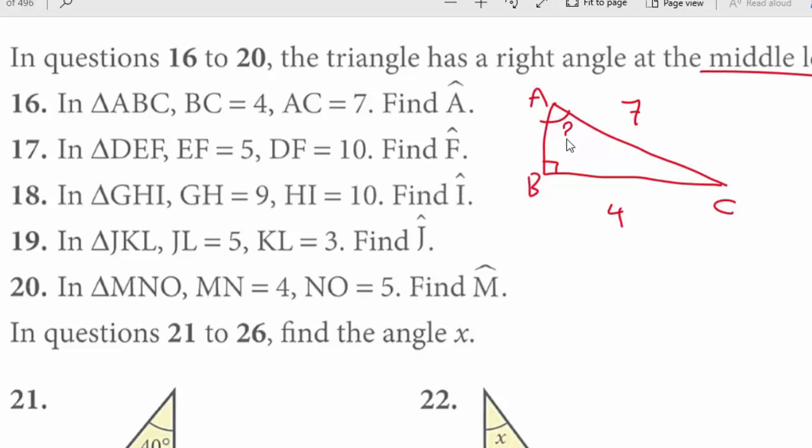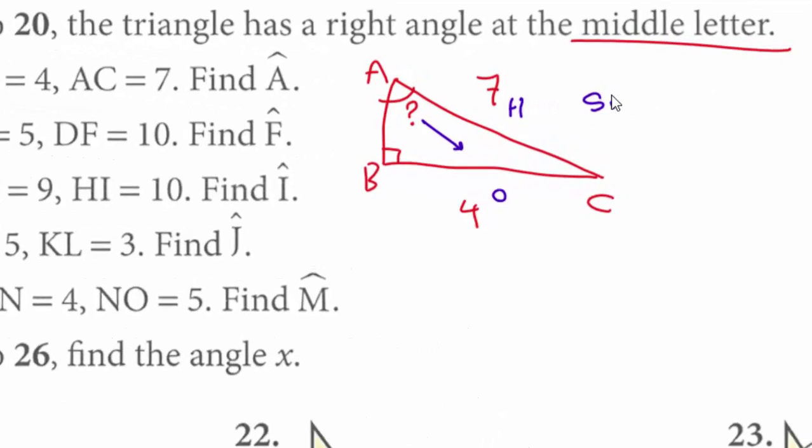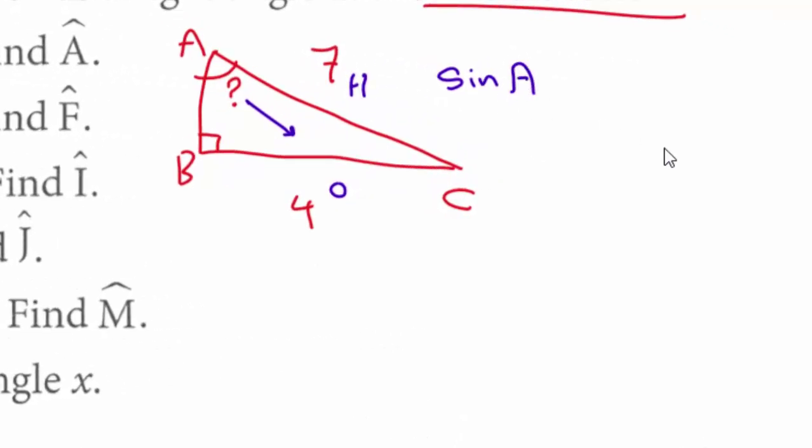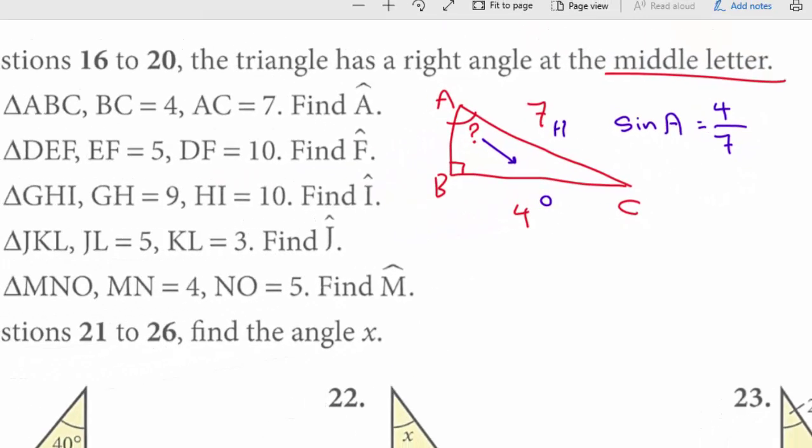Angle A is missing. So based on the location of angle A, what do we have? We have the opposite and we have the hypotenuse. What should we use? Sine. Sine of A is equal to 4/7. Then sine inverse of 4/7.